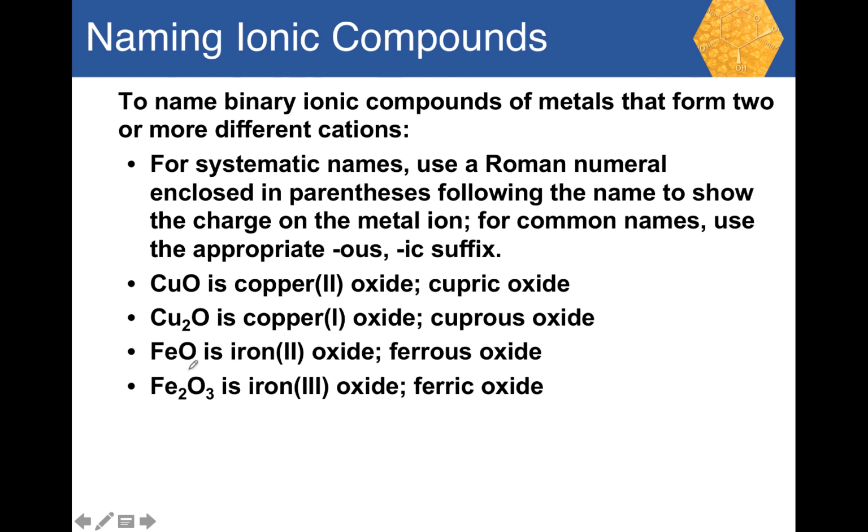Let us see here some more examples. So here's what we were talking about earlier. And let us see if we can find an example here. Let's look at this one. Copper is a transition metal and it has a charge of 2, which is indicated here by the Roman numeral 2. So that's 2 plus. And it reacts with oxygen.